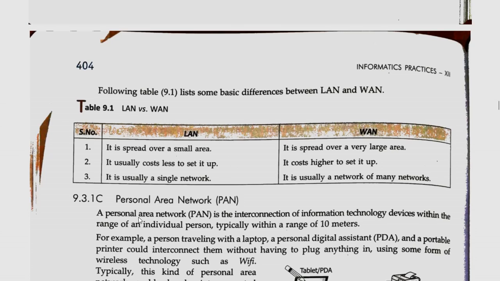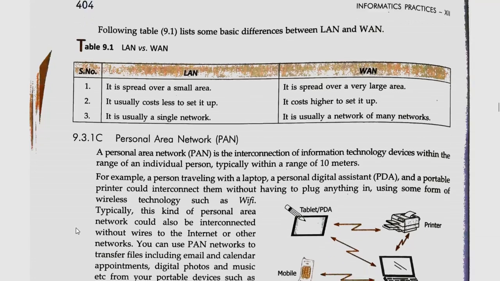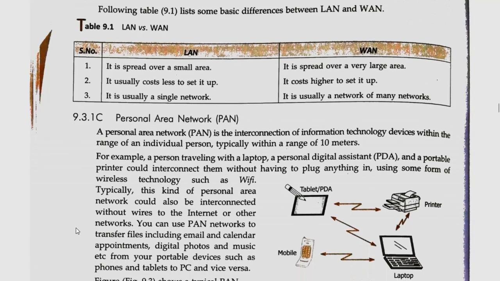Now let's move to the personal area network, that is PAN. Basically, this PAN is typically used by almost all users right now, because you must have been using a Wi-Fi connection or a Bluetooth connection for your particular devices.